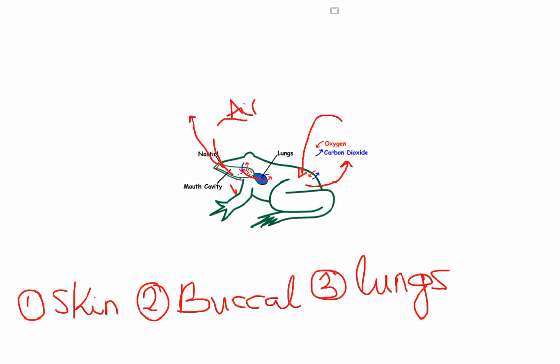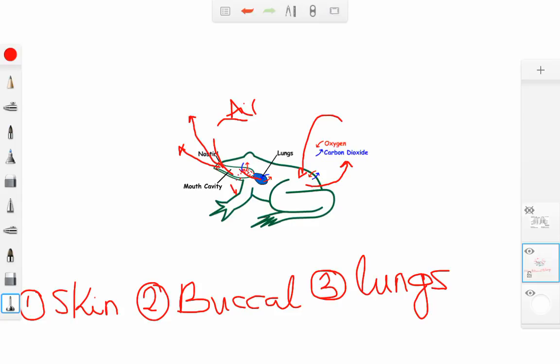Okay, once that happens, it will take the carbon dioxide that is made here, bring it back to the buccal cavity, and then it will be forced out of the nostril. The next vertebrate, a lower vertebrate we'll be looking at, is the fish, respiration in the fish.